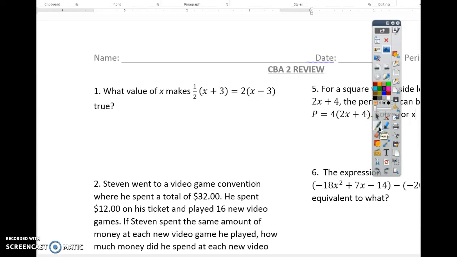Okay, so this is the CBA 2 review. We're doing some problems today, and we're going to do the rest of the problems tomorrow because the test is Thursday. So the problems that I want you to do today, and I'm going to do some of these with you.